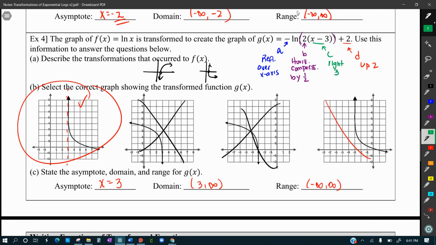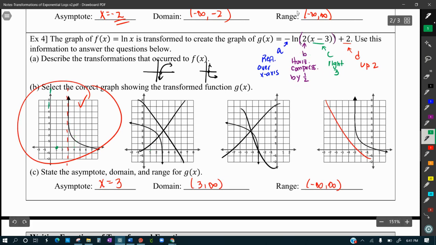So if we try to track the point (1, 0), like we did before, we would have to go right 3 and up 2, but I don't land on my graph. Well, the reason is this horizontal compression. That's the reason why you don't quite end up on the graph like you're supposed to. So instead, we can track an asymptote.